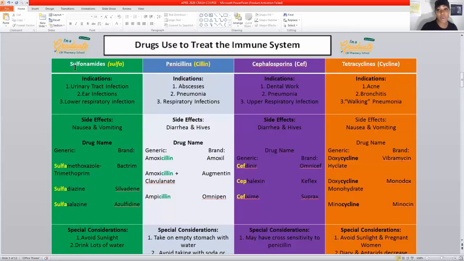Sulfonamides. The stem word for sulfonamides is sulfa. The indications for this particular drug are UTIs, ear infections, and lower respiratory infections. Then we also have side effects. Sorry, not the side effects that it is used to treat. The side effects that come from the drug are nausea and vomiting.